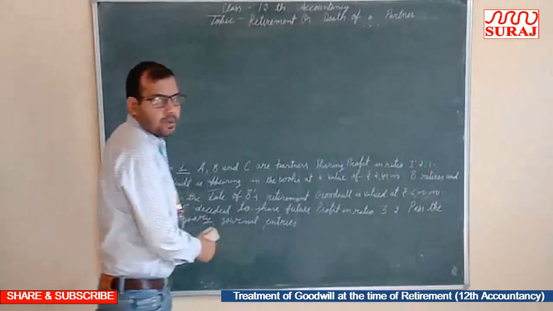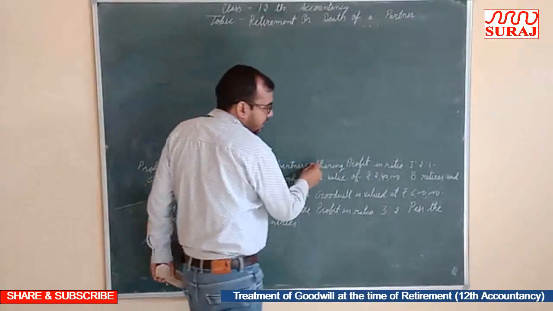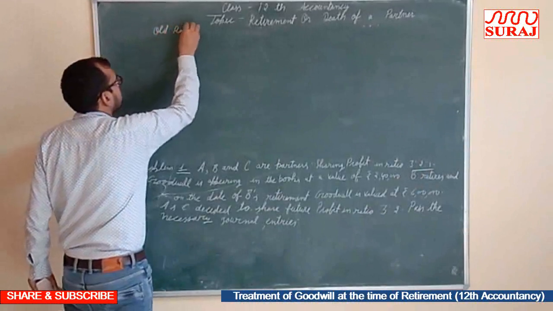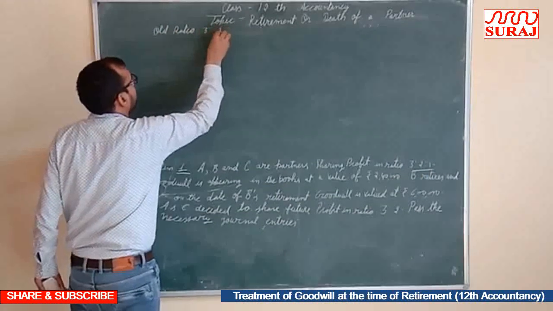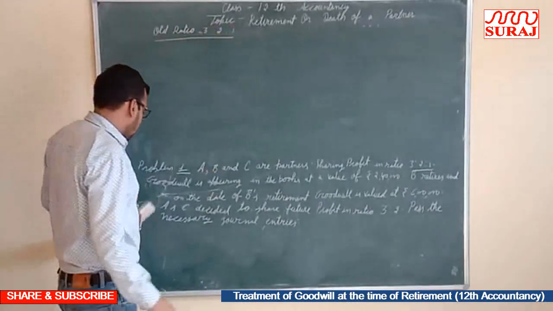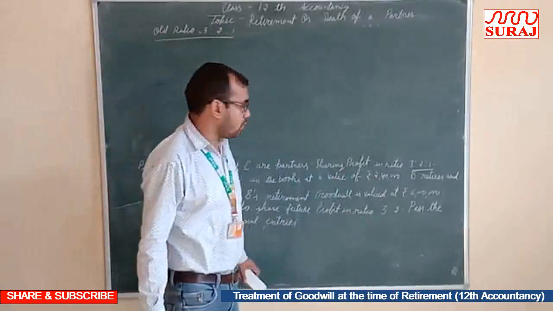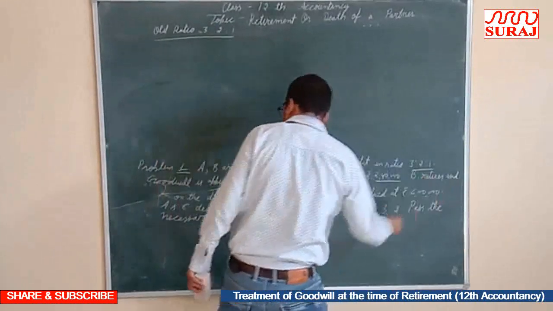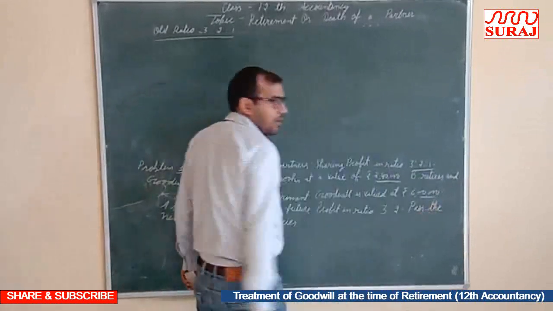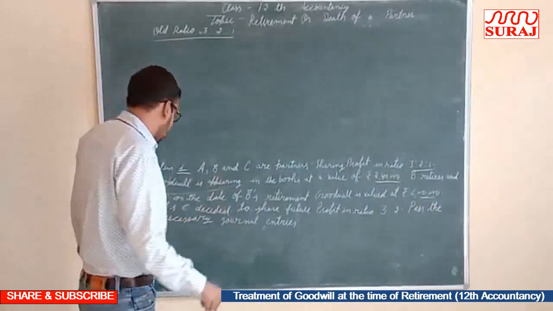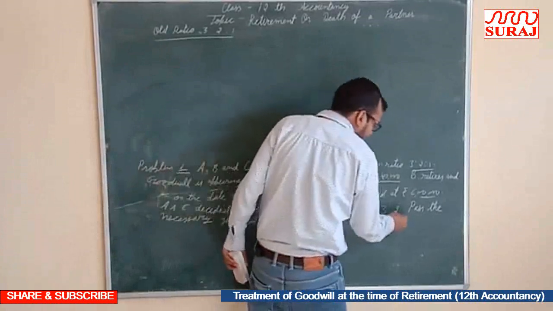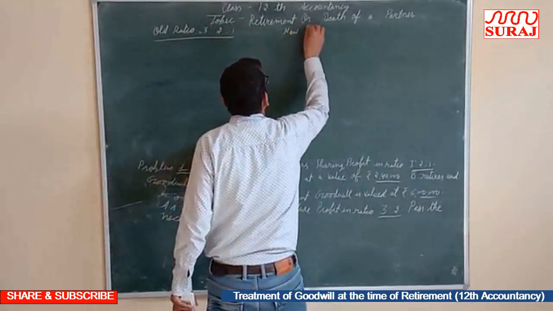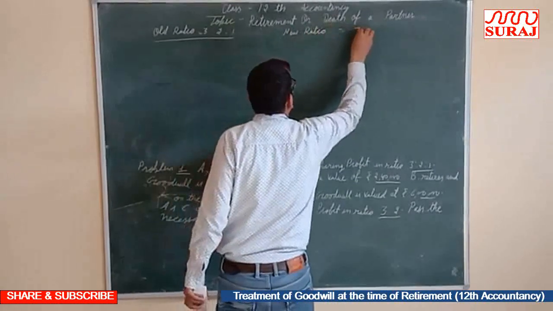It is written on the blackboard. Problem: A, B and C are partners sharing profit in the ratio 3:1:2. Goodwill appears in the books at 2,40,000. B retired, and on the day of B's retirement goodwill is valued at 6 lakh. A and C decide to share future profit in the ratio 3:2. A and C are the remaining partners, and their future ratio is the new ratio, 3:2.